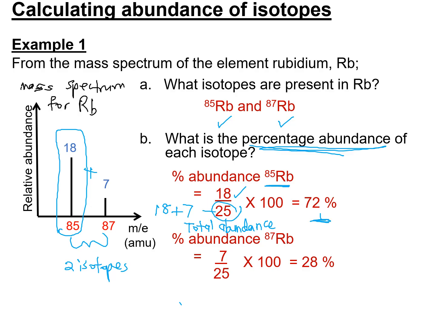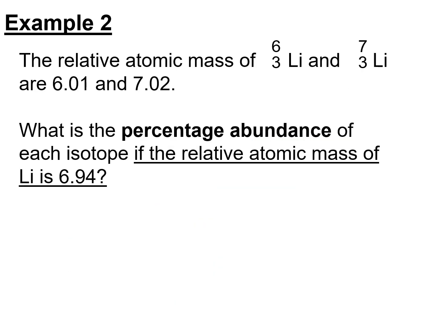How to know the percentage abundance for 87 Rb? So basically, you know that for 87 Rb, dia punya relative abundance dia 7. So 7 bagikan dengan total abundance 25 kalikan dengan 100, dapatlah 28%. Okay. Alright, next.